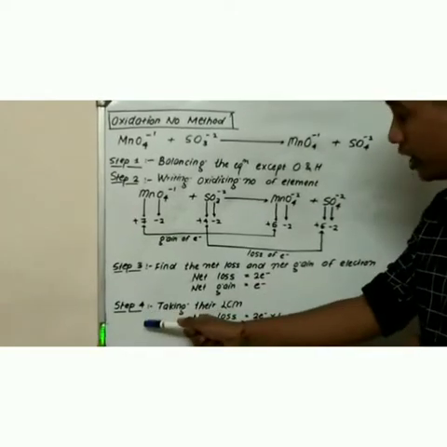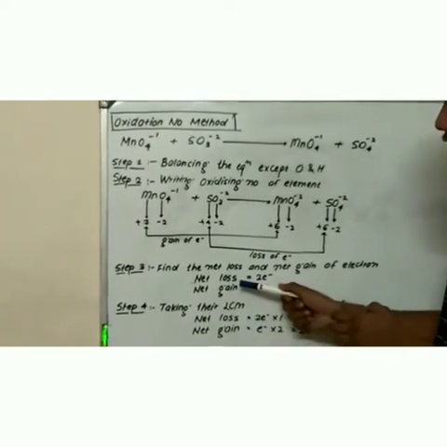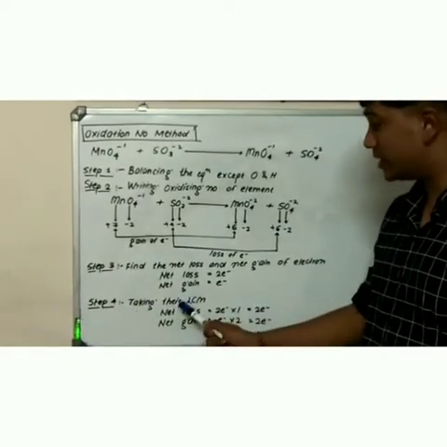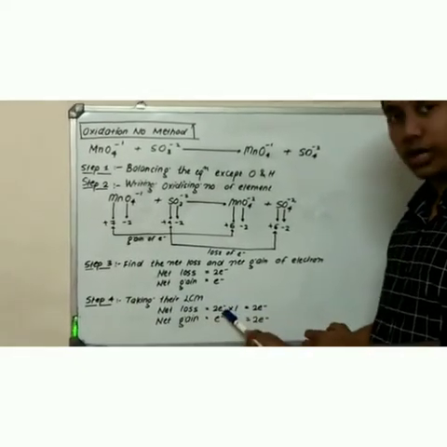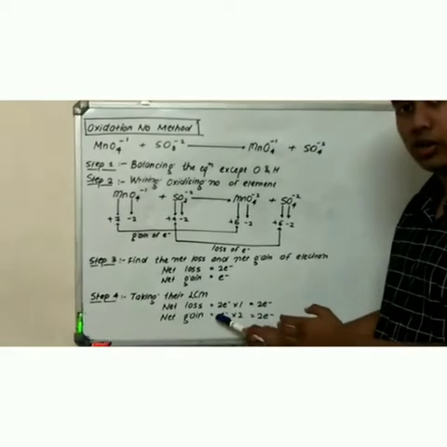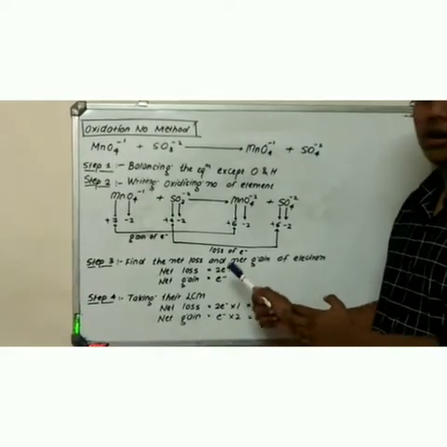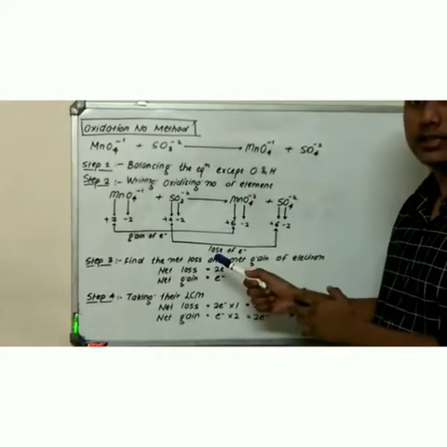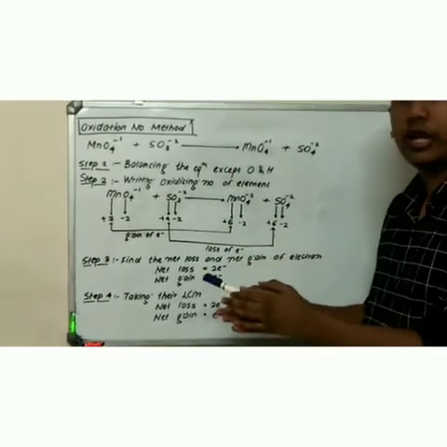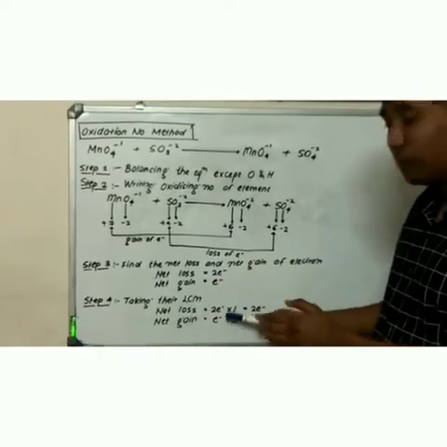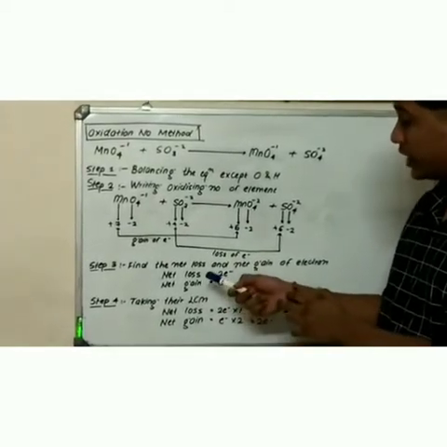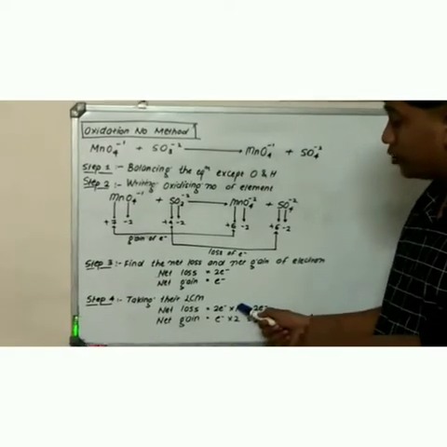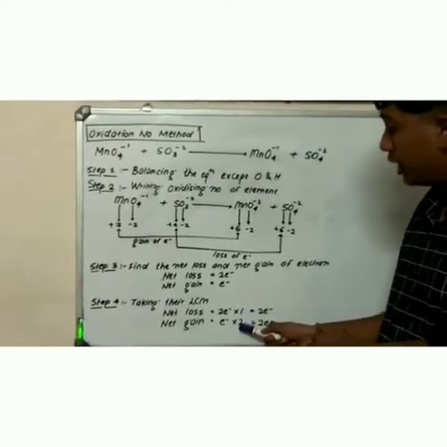Now step 4, we need to take the LCM of the net loss and net gain. Here you can see that the net loss is 2 electrons while the net gain is 1 electron. Our main aim in balancing the redox reaction is that the net loss should be equal to the net gain of electrons. So we need to balance this. We can find their LCM, which is 2, that is, multiplying the net loss by 1 and multiplying the net gain by 2.